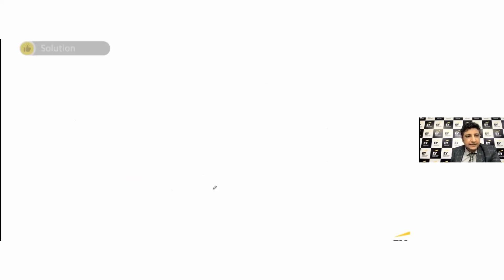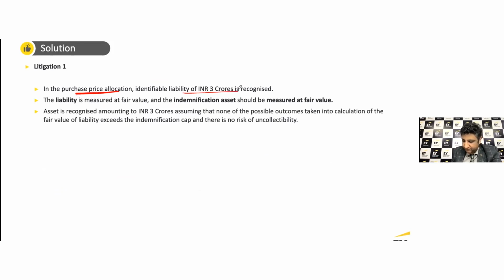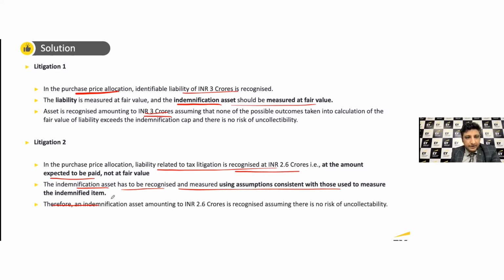All right. Let's have a look at the formal solution. It says that, of course, in the purchase price allocation, the amount of 3 crores is recognized, and so is the indemnification asset to the extent of 3 crores would be recognized there and then, right? In the second scenario, however, you recognize the liability to the extent of 2.6 crores, which is expected to be paid, and accordingly, the indemnification asset for that matter would also be recognized to the extent of the same amount, assuming that there is no risk of uncollectability.